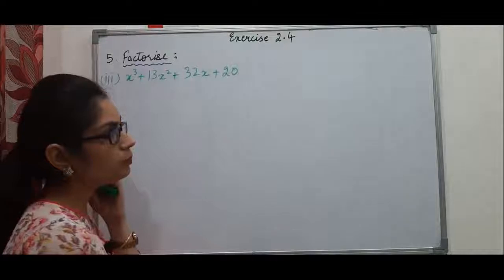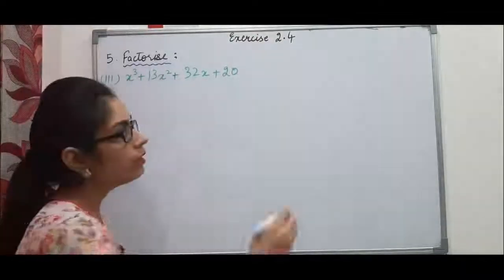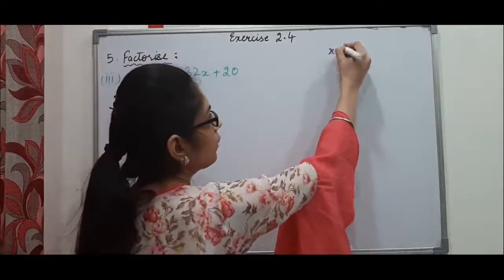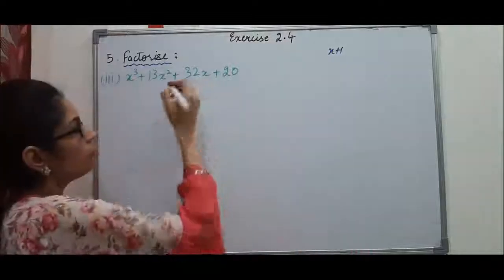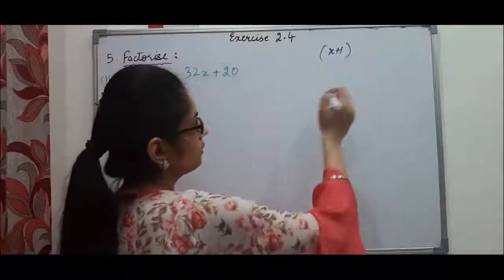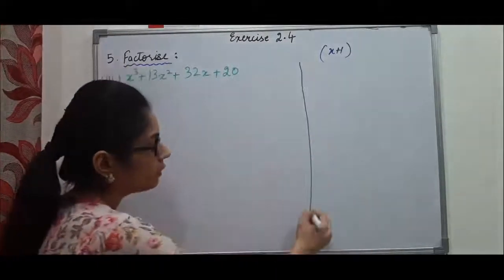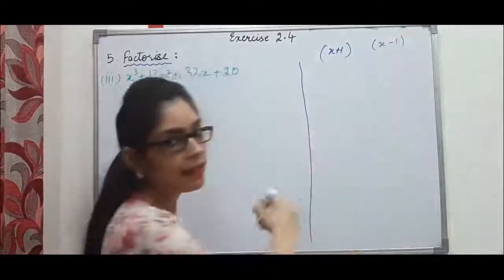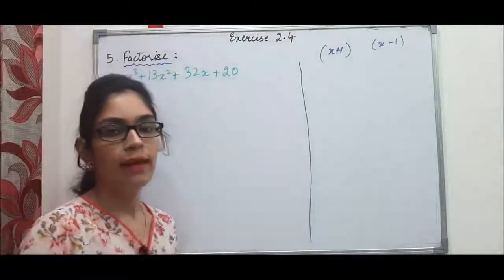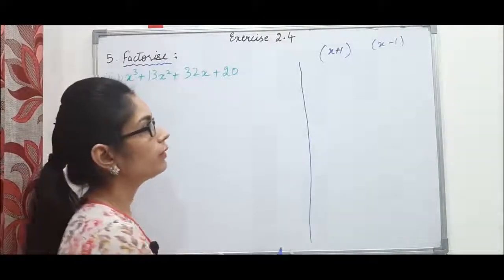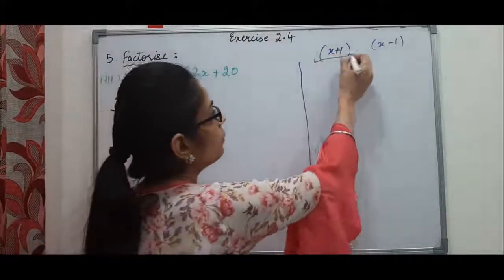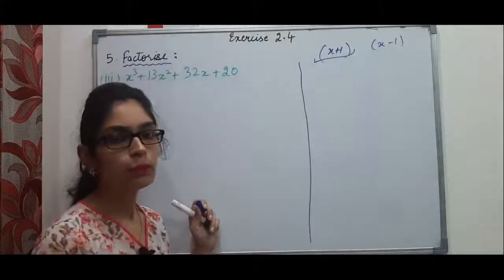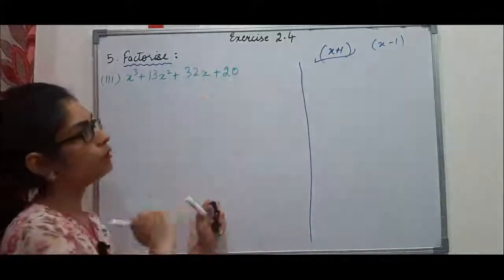Always just try to assume that x plus 1 is a factor of this given polynomial. If you are not getting 0, then you can assume x minus 1, and like I have told you, x plus 2, x minus 2, you have to keep on trying. So I assumed let x plus 1 be a factor of this polynomial.